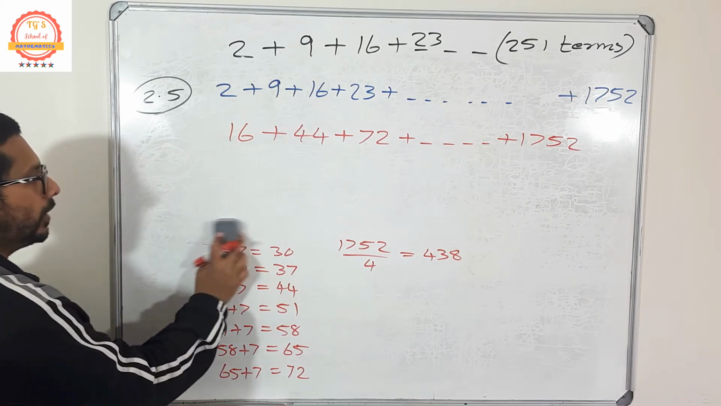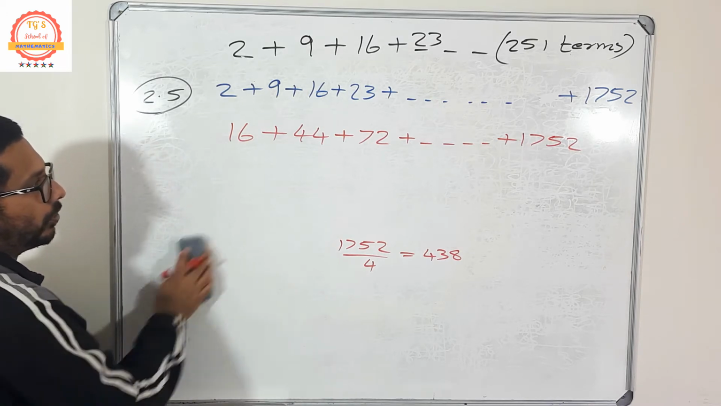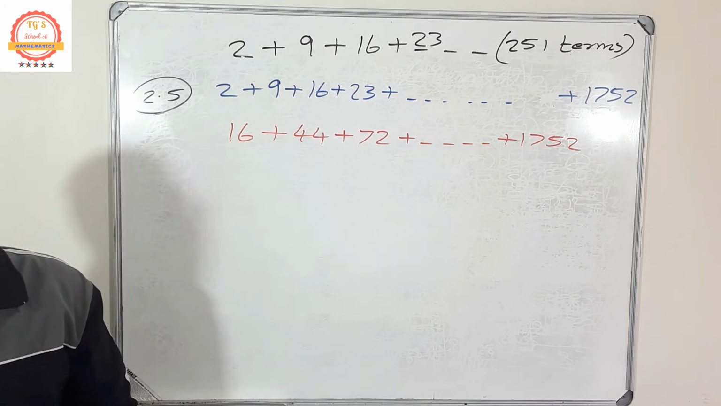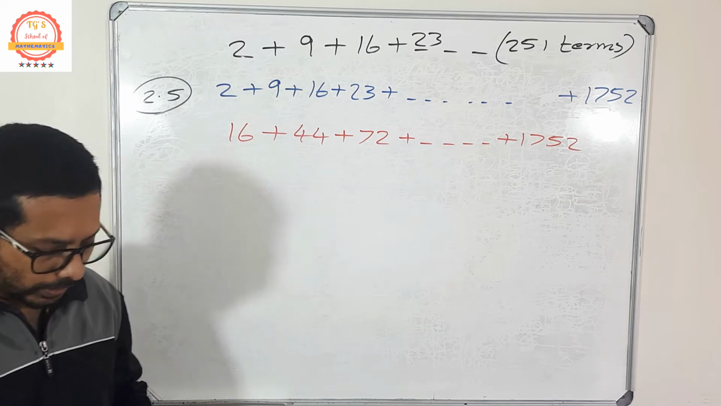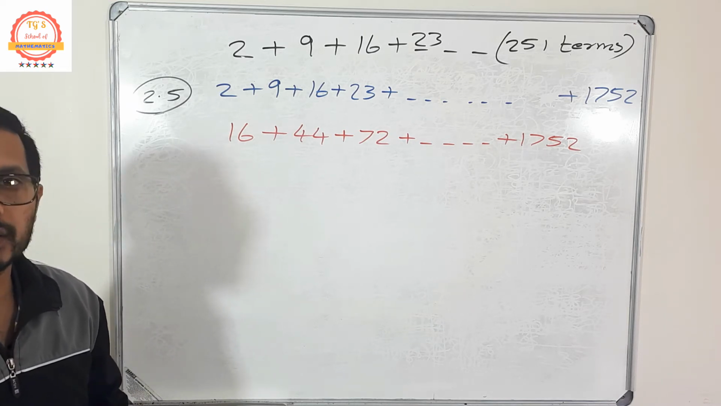So we got a new series whose numbers are divisible by 4. What is our new series? 16, 44, 72, and so on, up to 1752. Okay, now here we have to find how many terms there are.